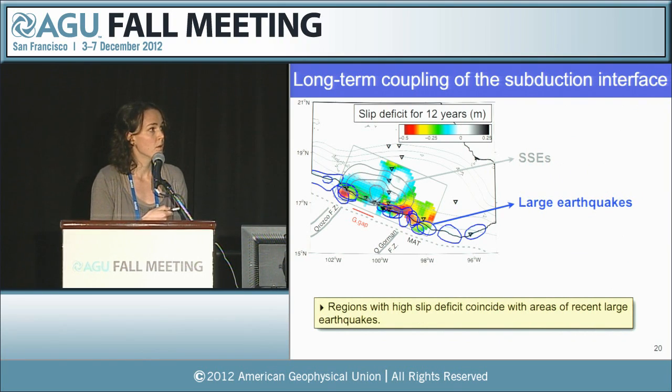So in blue, you see the contours of large earthquakes that occurred in the last century. And what we see is that the region of high slip deficit coincides very well with the location of large earthquakes over the last century. And the location of slow slip events somehow fills the gap, especially in this region. So this figure shows that the region with high slip deficit coincides very well with the areas of recent large earthquakes.